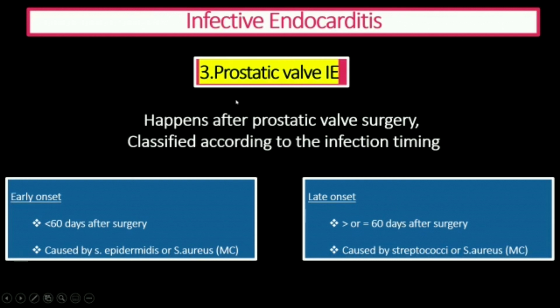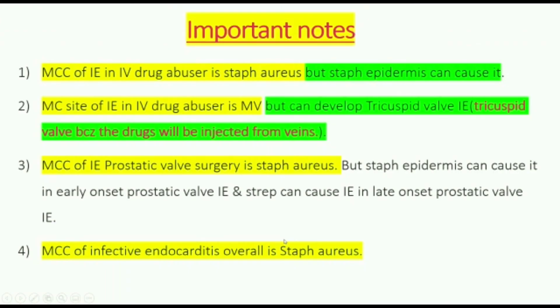The last type of infective endocarditis is prosthetic valve infective endocarditis, which happens after prosthetic valve surgery. It can be an early onset that happens within 60 days after the surgery, and the most common cause is Staph aureus, and it can also be caused by Staph epidermidis. The late onset prosthetic valve endocarditis happens usually at the 60th day of surgery or after it, and the most common cause also is Staph aureus. However, it can be caused by streptococci infection.